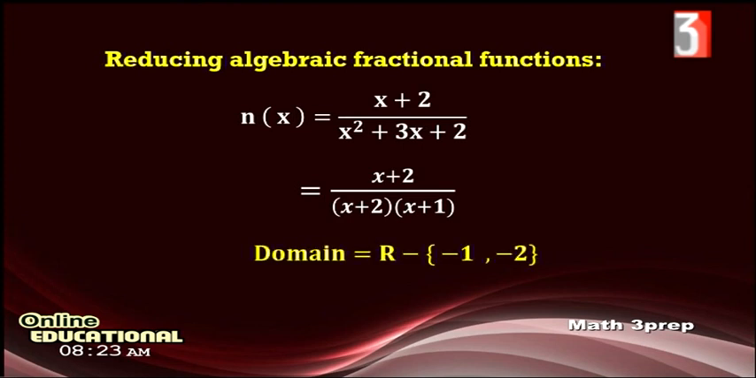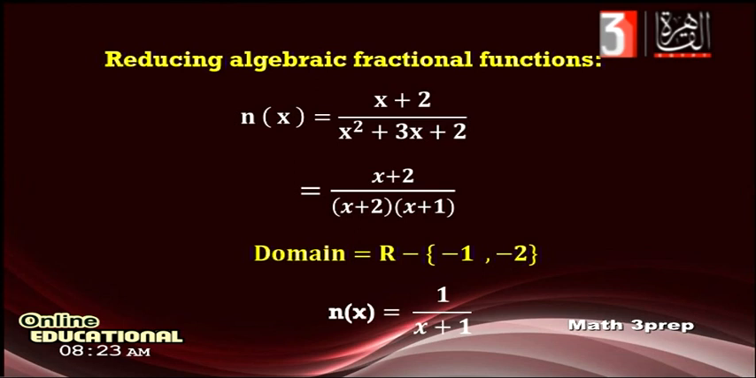So we can say that the domain equals all the set of real numbers except the set of zeros of the denominator, which is negative 1 and negative 2. And then reducing x plus 2 by x plus 2 to obtain a result as n of x equals 1 over x plus 1. This is called reduction of the algebraic fractional functions. If you have the same term in the numerator and the denominator, you can reduce them with each other.